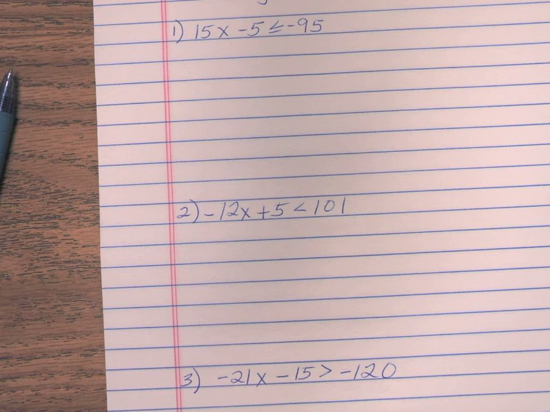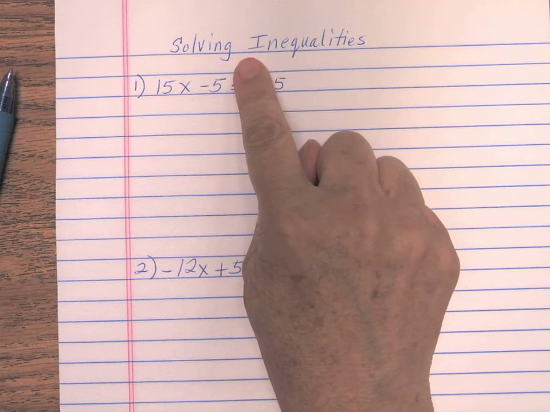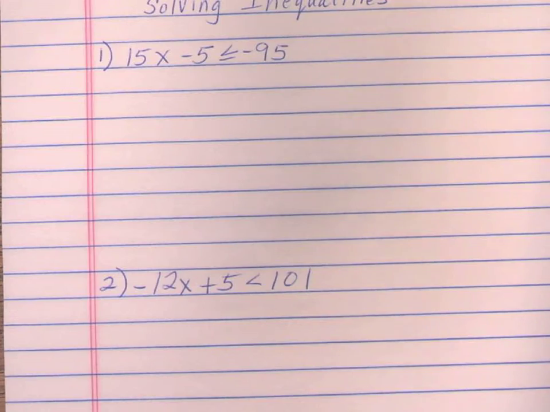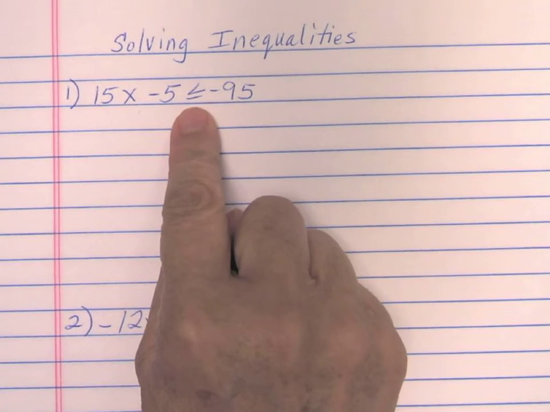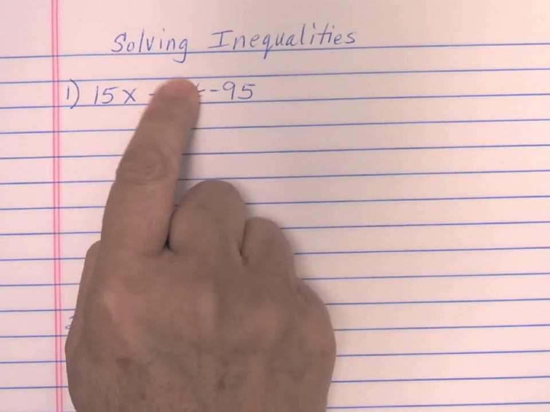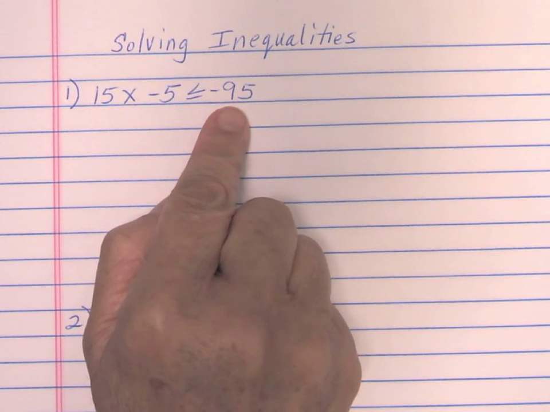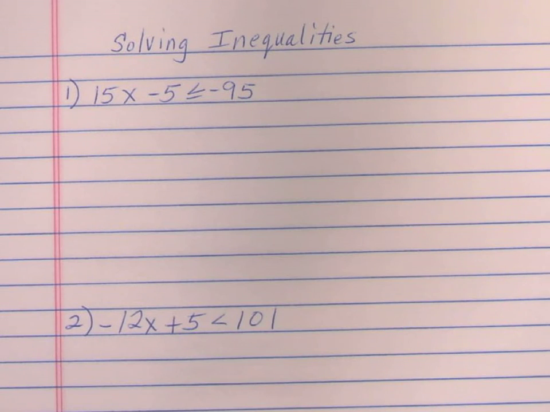Today we are going to work on solving inequalities. If you remember, inequality means not equal, and when it's not equal, instead of using an equal sign, we use either a less than or a greater than. In example number 1, it is a less than or equal to. It has a line under it, meaning whatever this is can either be less than negative 95 or it can actually be equal to it.